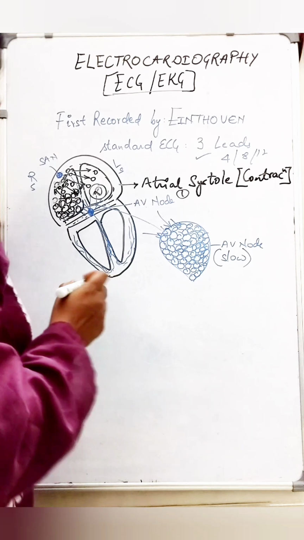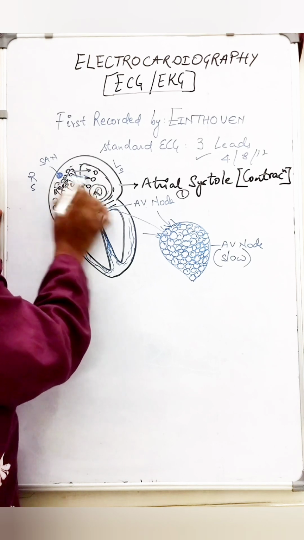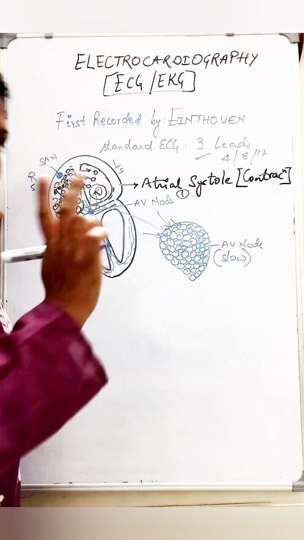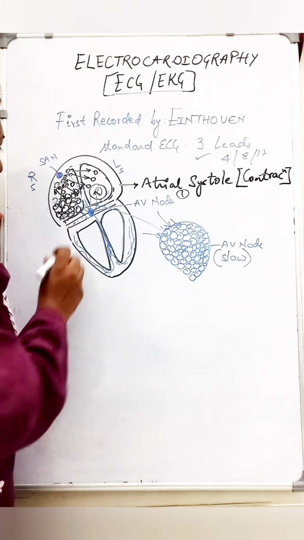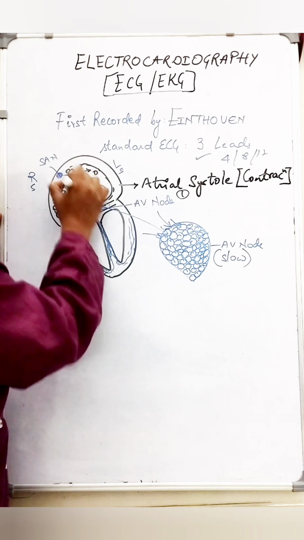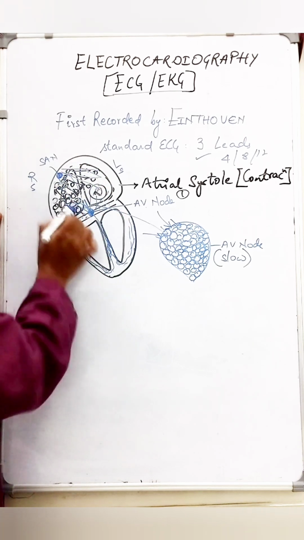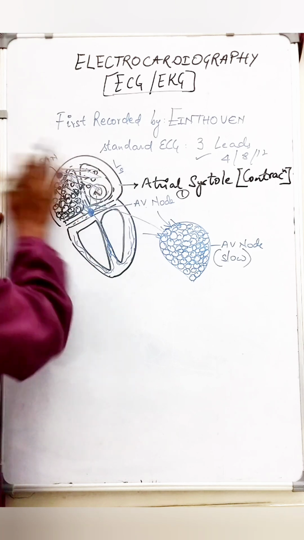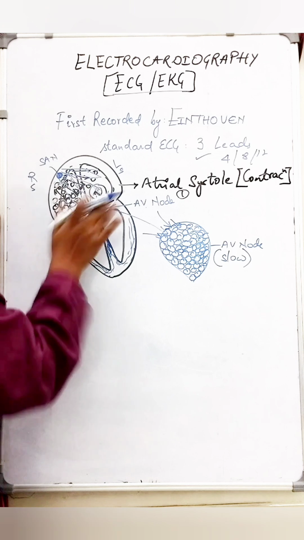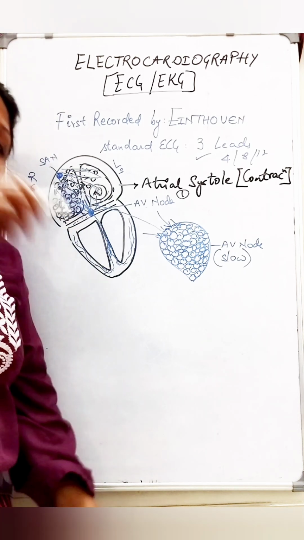And if you can see, from the SA node, all the depolarization signals are passing to which side? Two sides. One is downward, like this, and towards the left side, because it is located like this. So downward and left side. This direction is also very important when we are making the ECG graph.